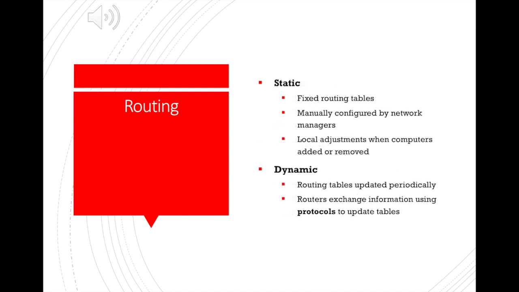Again, with routing, we are going to discuss static and dynamic routes. Static routes are fixed routing tables. They're manually configured by network managers, and they're locally adjusted by these managers when different machinery is added or removed. Dynamic routing involves routing tables being periodically updated. Routers exchange information using various protocols to update the tables and to optimize them. So static routing involves fixed routing tables. In dynamic routing, the routing tables get updated periodically.